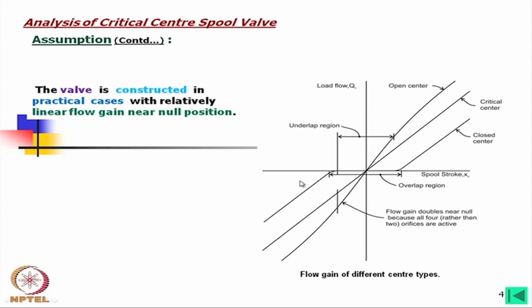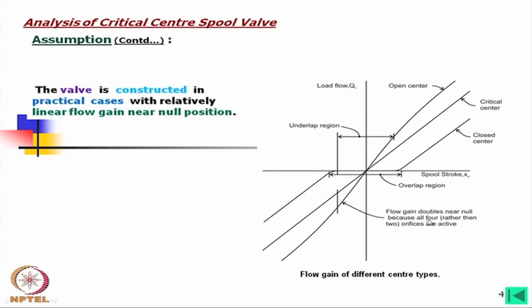On the other hand, for the closed center, when the valve is closed, there is no flow at all until there is a certain amount of spool stroke or spool displacement, practically no flow. In that case, this is matching with this line. So, this is called the overlapping region, and this is the underlapping region. The region is called underlapping, but it is not reflecting the amount of underlap.